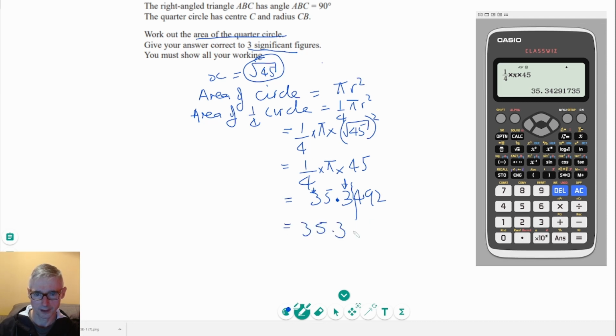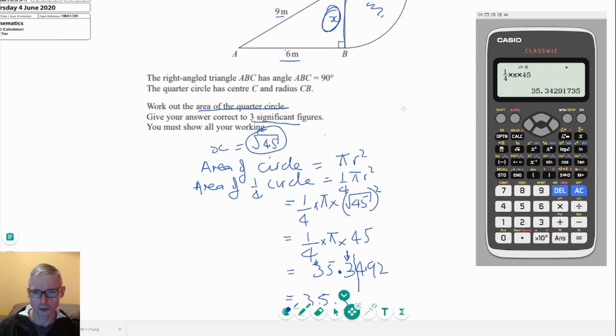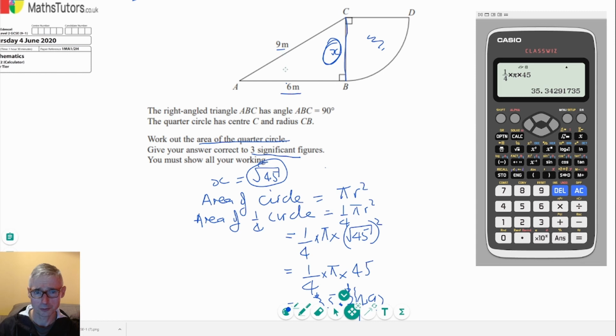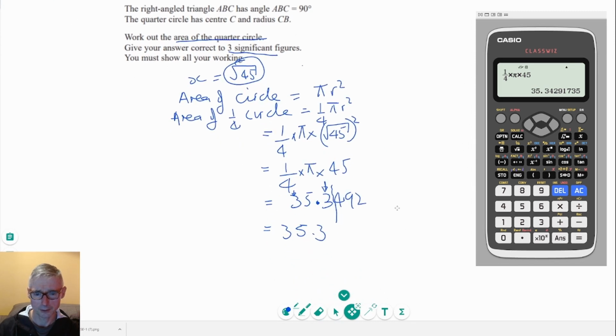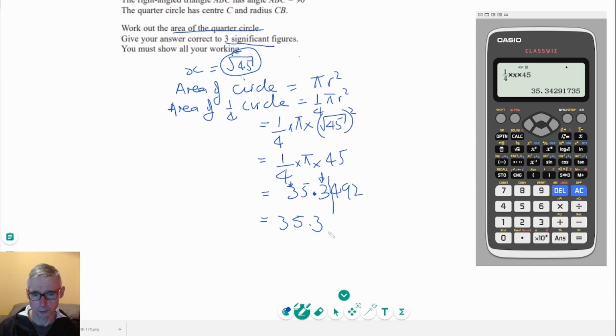So our answer will be 35.3. We need to use the correct units, so I'm going to look at what it was measured in. This is meters, so my answer will be 35.3 meters squared because it's an area. And that's it. We've completed the question.